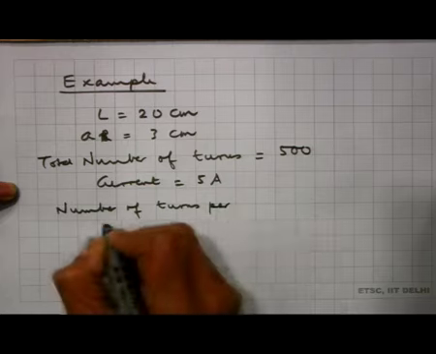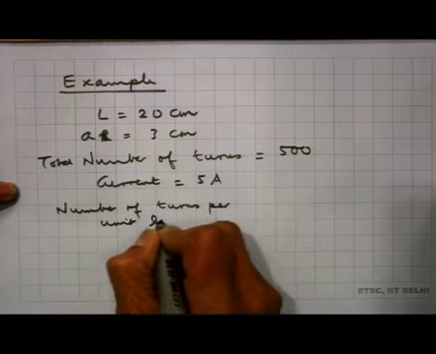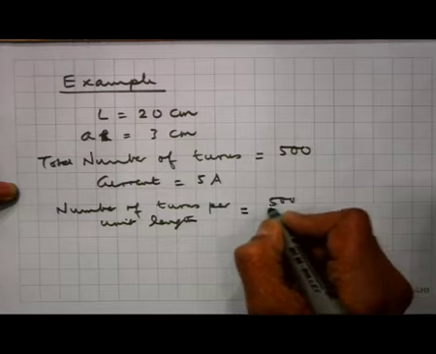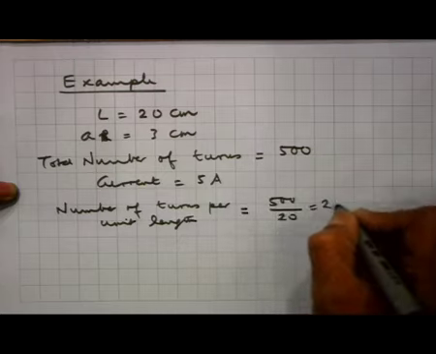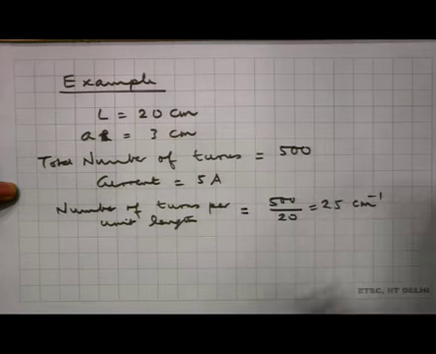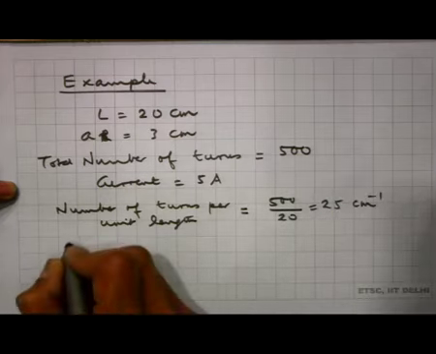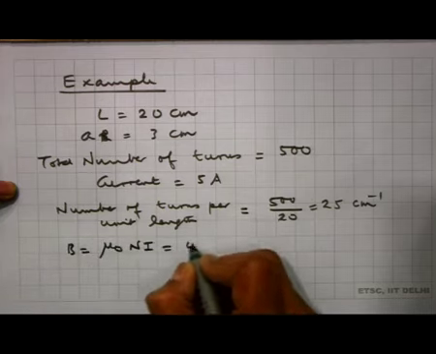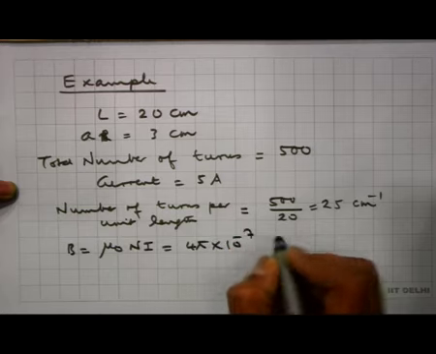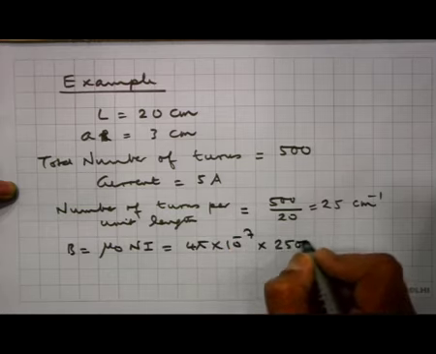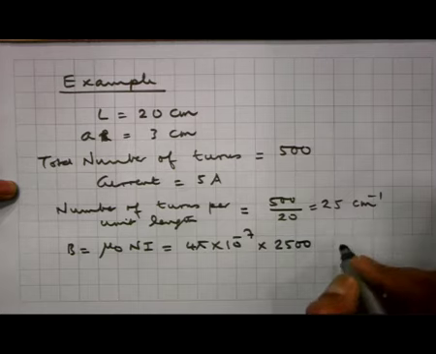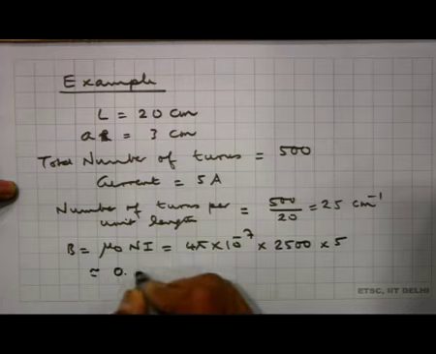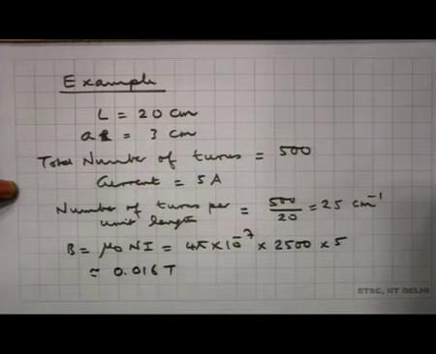So, the number of turns per unit length is equal to 500 by 20, which is equal to 25 per centimeter, and B is equal to mu naught n i, which is equal to 4 pi 10 to the minus 7 into 2500 turns per meter multiplied by 5 amperes, which is about 0.016 Tesla.